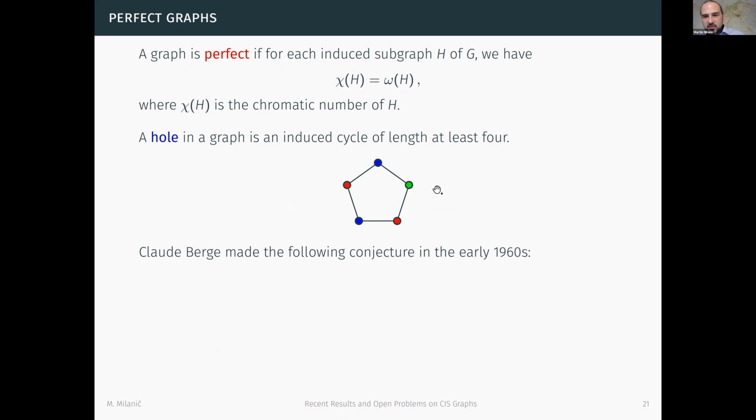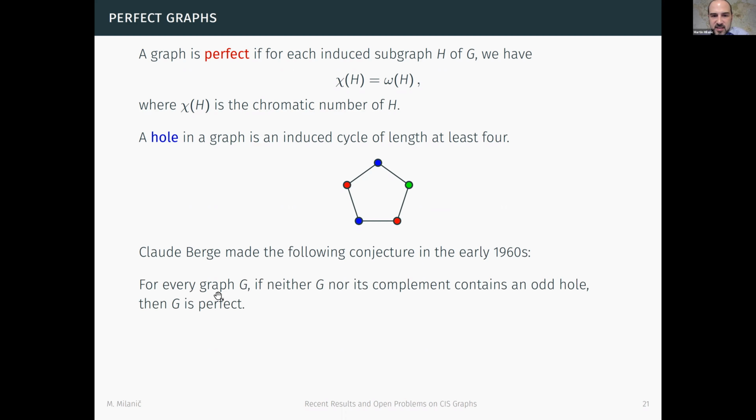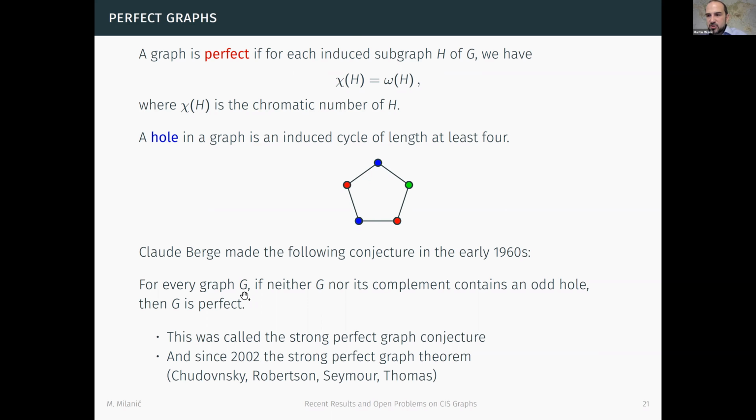Now, Claude Berge made a famous conjecture in the 60s, stating that for every graph G, if neither G nor its complement contains an odd hole, then the graph is perfect. Then the chromatic number and the clique number are the same. This was a very famous conjecture in graph theory, and it produced a lot of research until it was proved. Its name was then changed from the strong perfect graph conjecture into the strong perfect graph theorem in 2002. The proof was given by Chudnovsky, Robertson, Seymour, and Thomas, and it's a long proof, around 150 pages long.